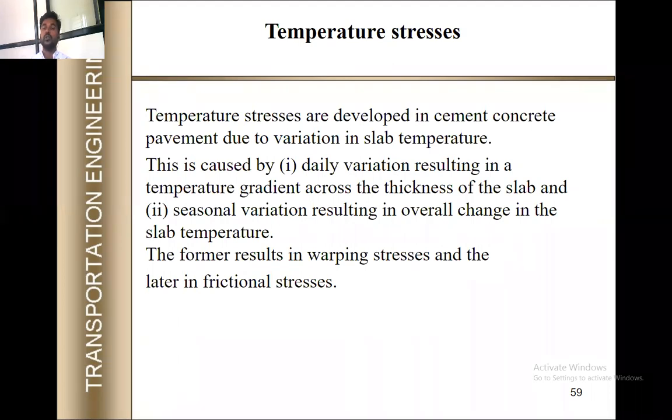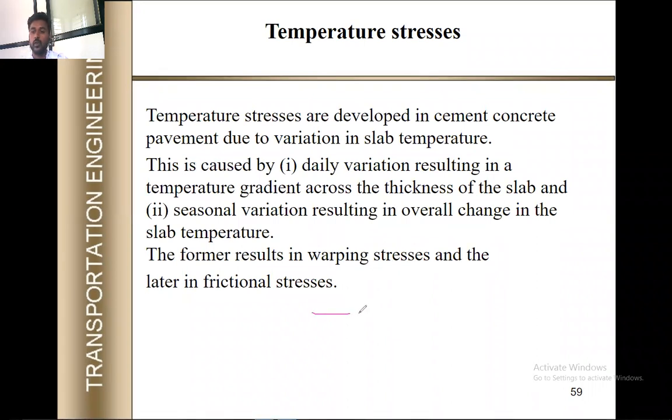So the temperature stresses also affect different kinds of materials, maybe the pavement, maybe the steel. The temperature stresses are developed in the concrete pavement due to the variation in the slab temperature also. Because there is a slab of concrete that we have provided on the road. As we know, we provide the slab, that is a concrete layer on the road. It may have a large thickness.